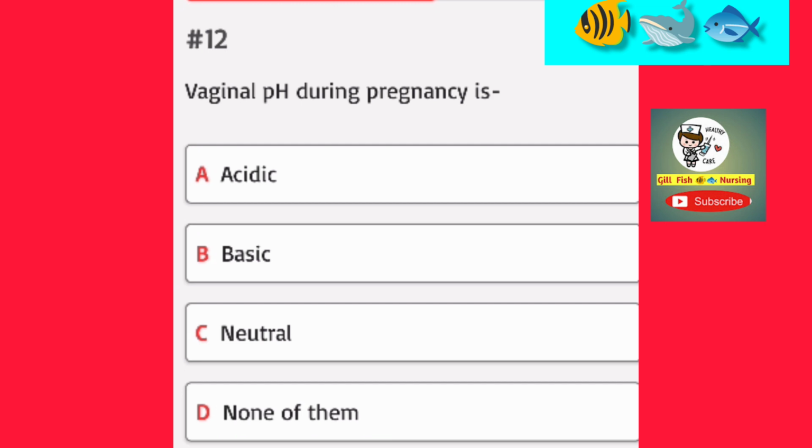So what is the vaginal pH during pregnancy? A, acidic; B, basic; C, neutral; and D, none of them.